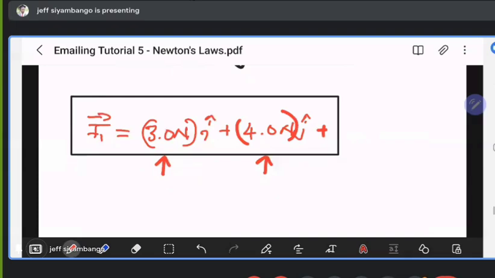Now, let me ask you guys, how would you find the magnitude of the force F1? If the question was, find the vector or the force F1. This is the Cartesian vector form. What if they wanted you to find the force vector F1? How would you find it?